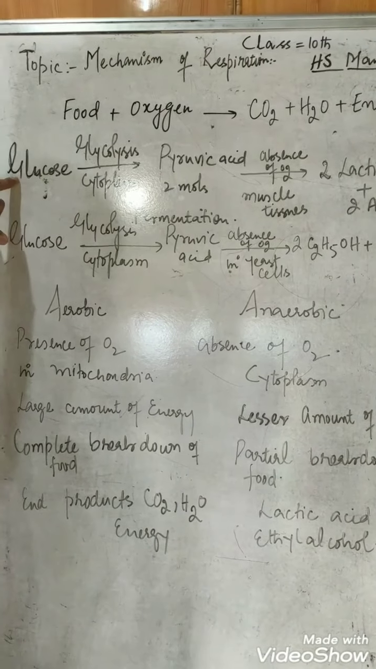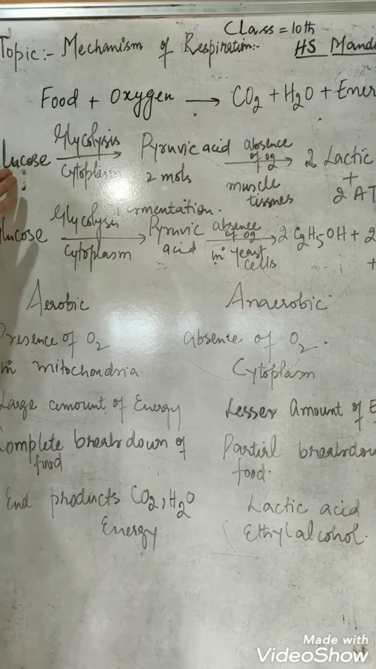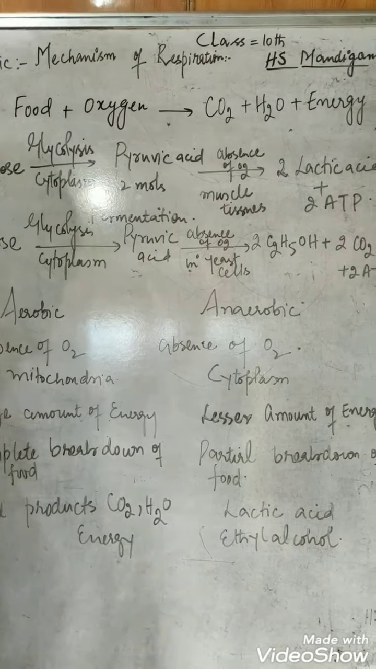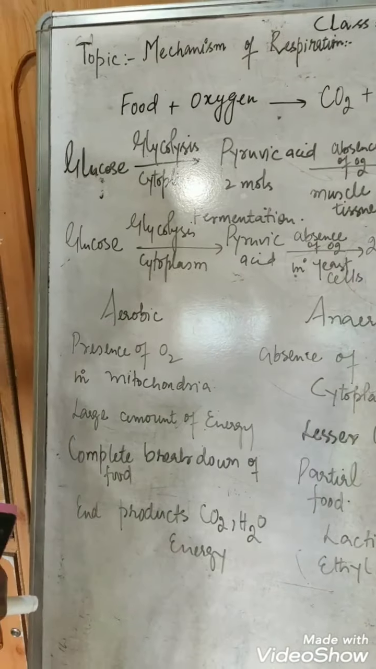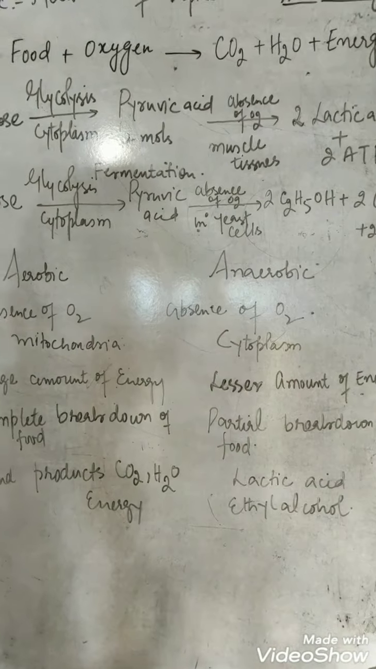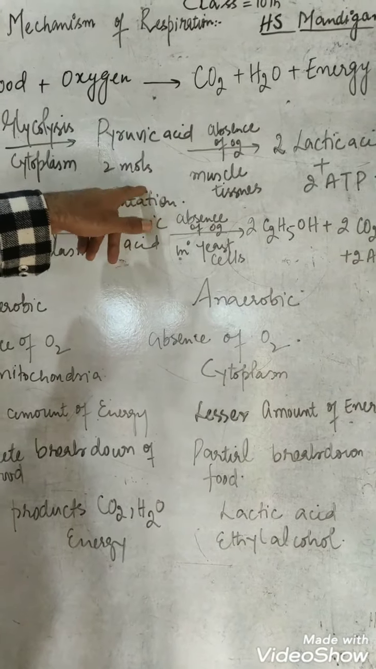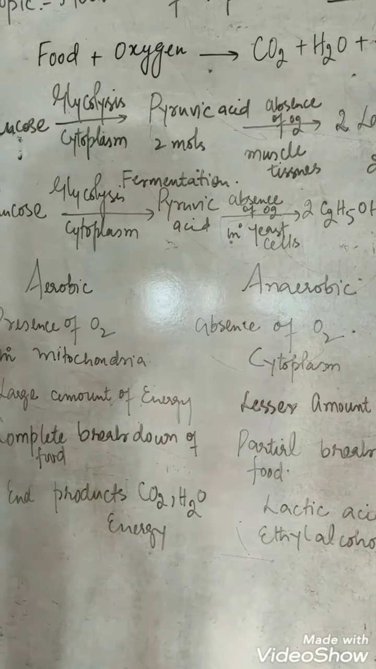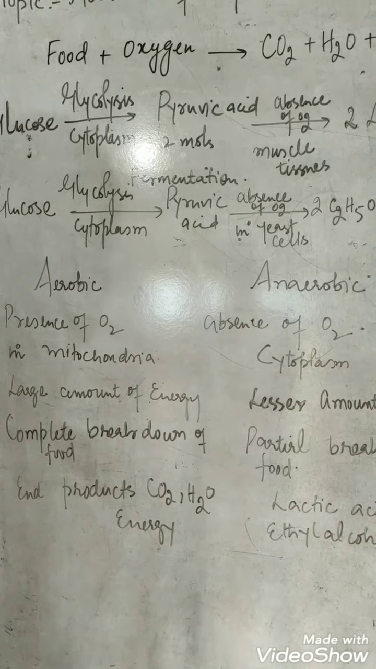So if we are doing some vigorous physical exercise, first of all, the glucose, by the process of glycolysis in the cytoplasm, is converted into two molecules of pyruvic acid, and then since we do not have a sufficient amount of oxygen because of the vigorous exercise, these pyruvic acid molecules are converted into two molecules of lactic acid and 2 molecules of ATP, adenosine triphosphate.